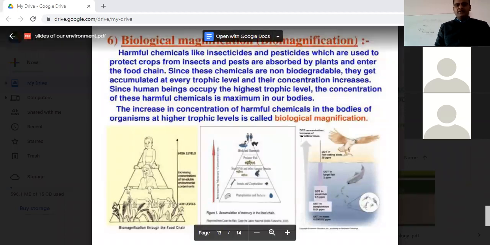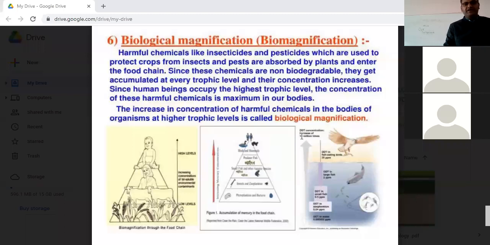We the humans are also at the top level of the food chain, and we are also suffering the bad effect of biological magnification on our body, because the concentration of the harmful chemical is going on increasing. Okay, remember, biological magnification, or biomagnification, is very important in terms of the questions which come in the board examination every year. It is asked. Okay, so learn it very carefully.